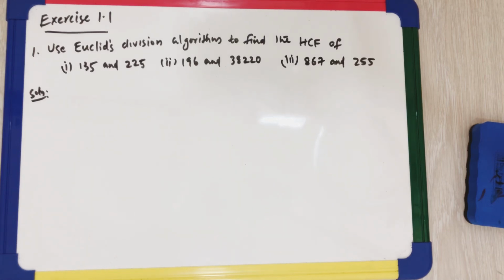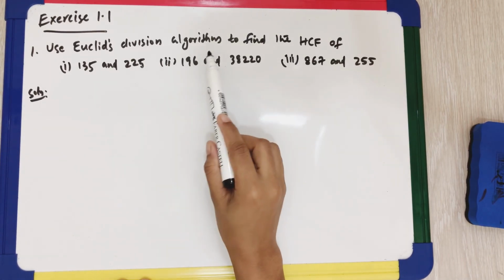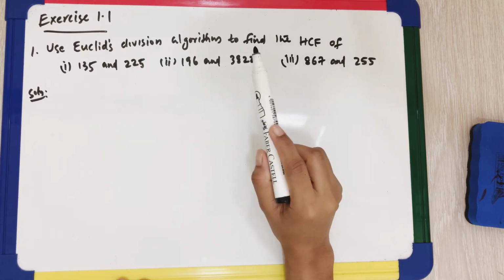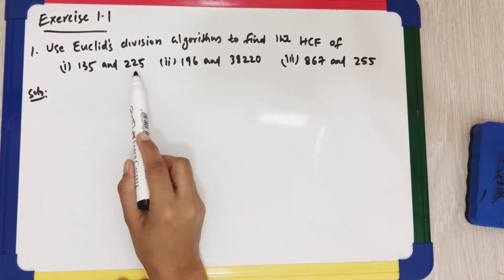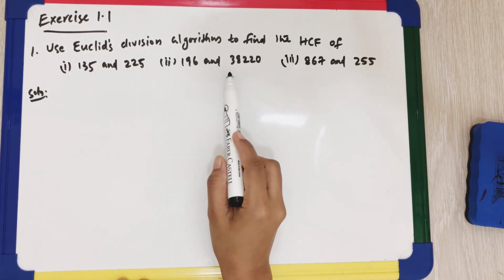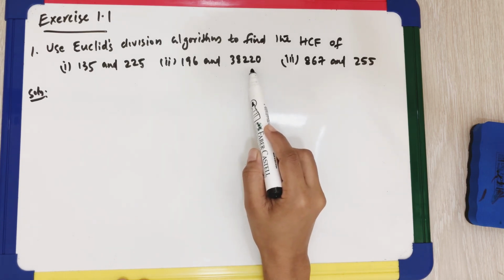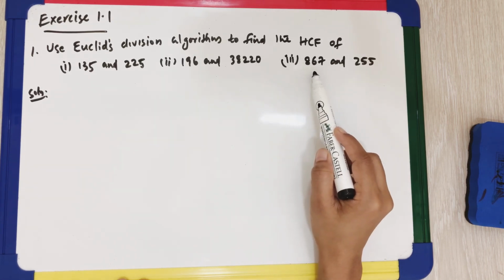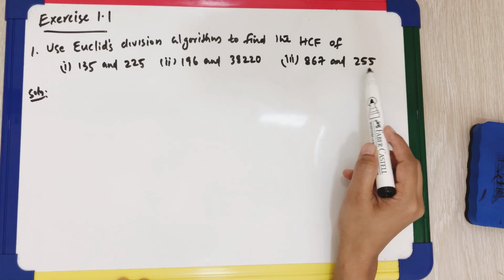Exercise 1.1. First question: use Euclid's division algorithm to find the HCF of, first one, 135 and 225, second one, 196 and 38220, and third one, 867 and 255.